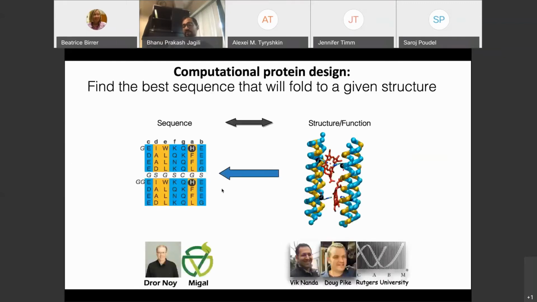So for the artificial proteins, we employ computational protein design to have our de novo proteins. For that, we basically take a three-dimensional structure from the PDB, Protein Data Bank, and we predict a novel sequence. And this way we get many sequences. This particular work is being carried out by Vic Nanda at Rutgers University and Dror Noy at Migal.